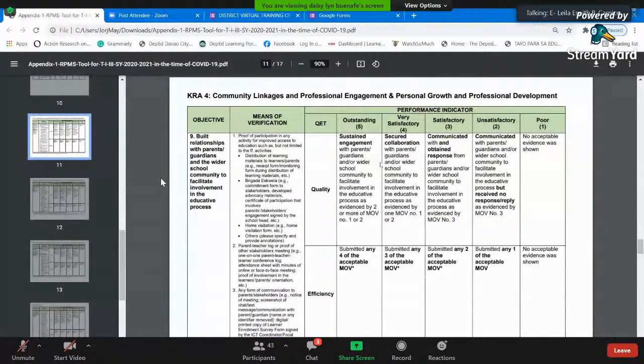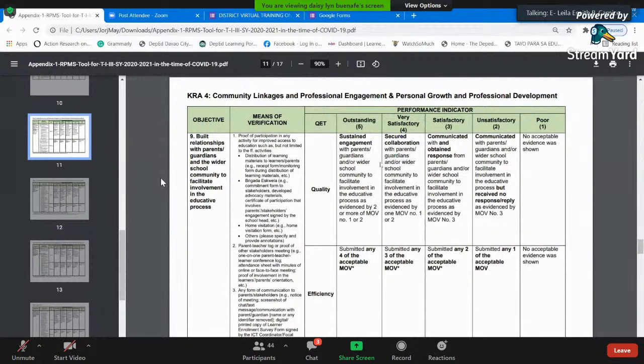Sa number 2, parent-teacher group or other stakeholders meeting. Example, one-on-one parent-teacher-learner conference. And then attendance sheets with minutes of online or face-to-face meeting. Kung nag-face-to-face, pwede. Kung wala, ang imuhang screenshot sa imuhang Zoom meeting sa imong parents, or ang imuhang screenshot sa correspondence through group chat. Mao na imong gamiton diha.